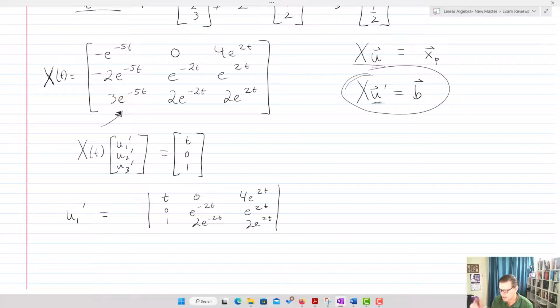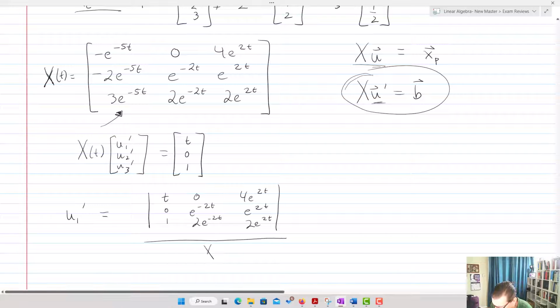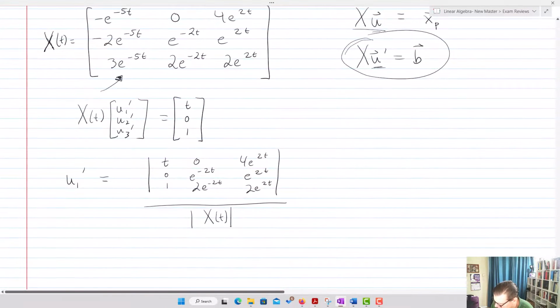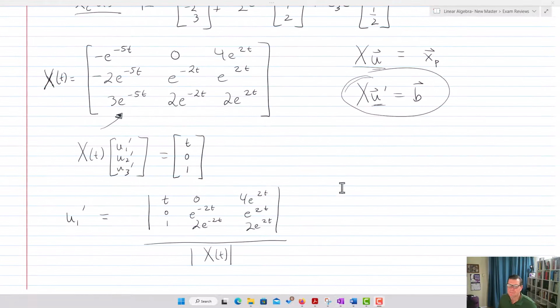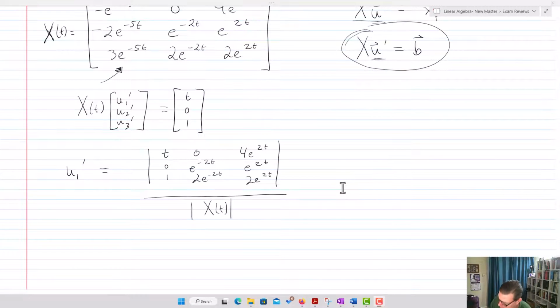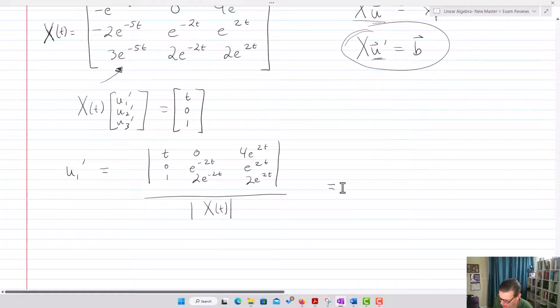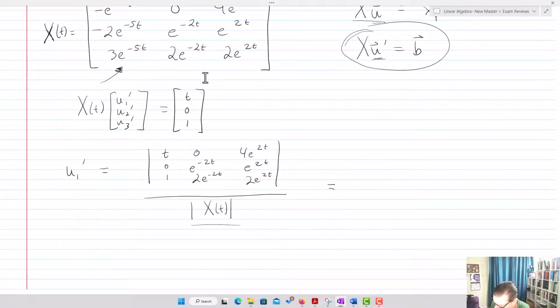So b plus the other two, and then we're going to divide that through by the determinant of x of t. Before I do that, I'm actually going to figure out what that determinant of x of t is. I actually utilized some technology. I found my determinant for x of t was going to end up equaling 28e to the negative 5t.